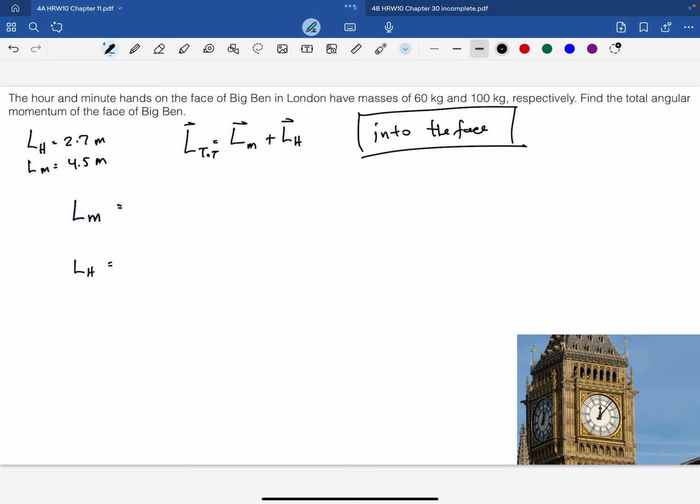The minute hand, that's going to be the moment of inertia of the minute hand times the angular speed of the minute hand. And then the moment of inertia of the hour hand times the angular speed of the hour hand. All right, what do you want to tackle first? Moments of inertia or angular speeds? Moment of inertia. Moment of inertia?